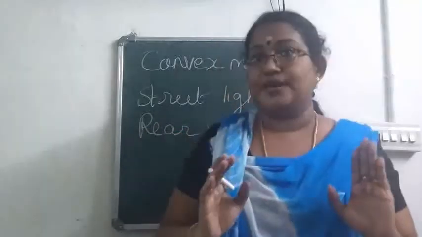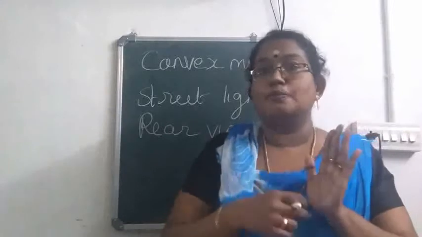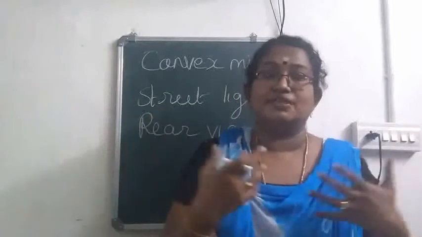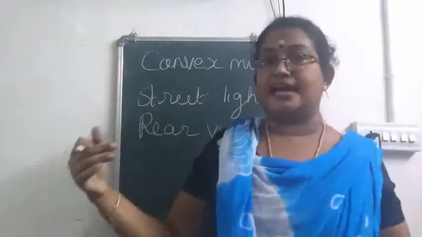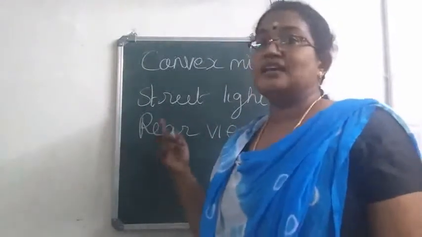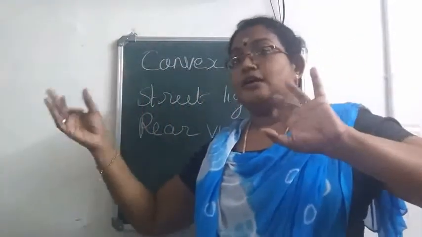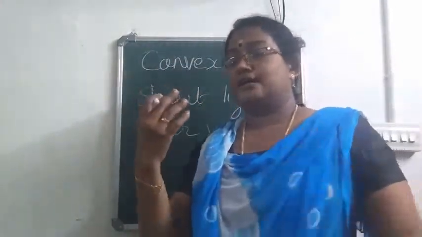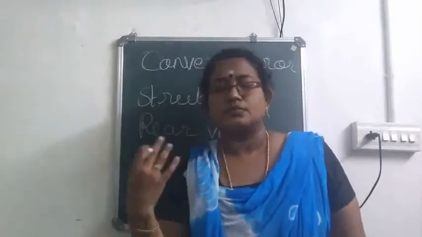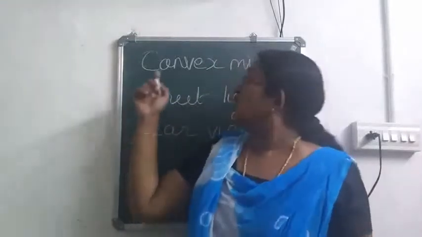Did you understand the difference? Concave means it actually converges the light rays, so only a small portion will be visible. But in the case of convex mirror, it diverges. Diverges means it spreads the light rays in all directions. So that entire region will be visible if we are using a convex mirror. So if you want to cover more area, we will be using a convex mirror.